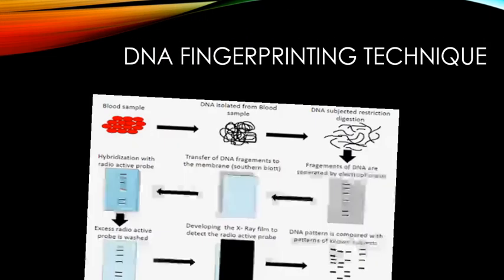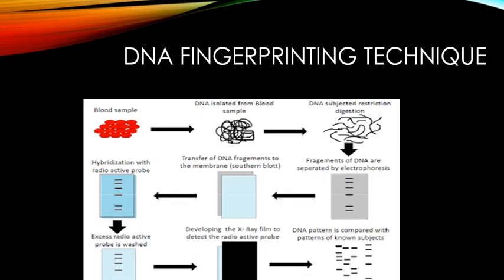The technique of the fingerprinting, and how is it applied? First of all, we're supposed to get the sample from where the DNA has to be extracted. This sample can be simply obtained from blood. After that, we isolate the DNA from this sample, and then we treat the DNA with restriction enzymes, which are going to give the fragments, and the fragments are going to be placed on the agarose gel. It's the same technique as the gel electrophoresis that we've been discussing.